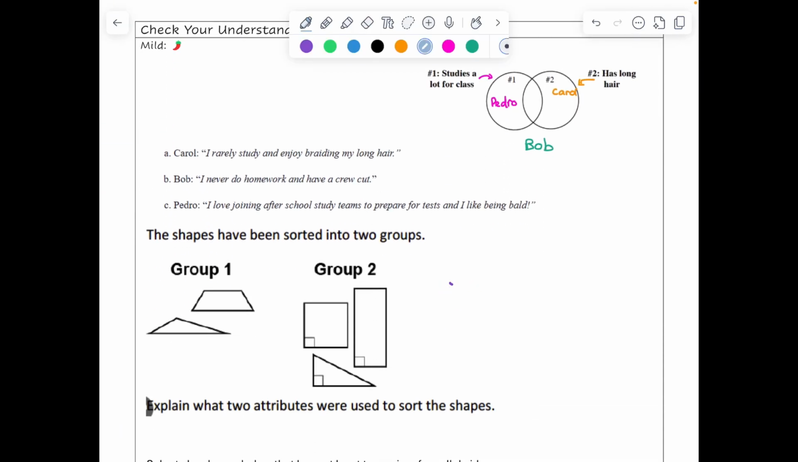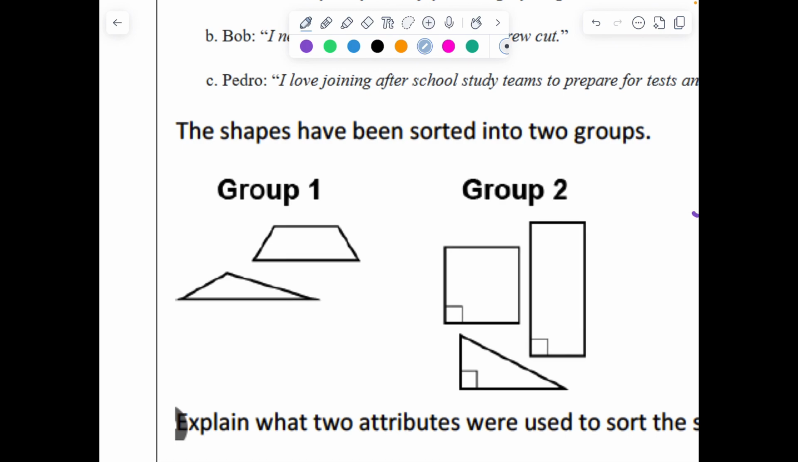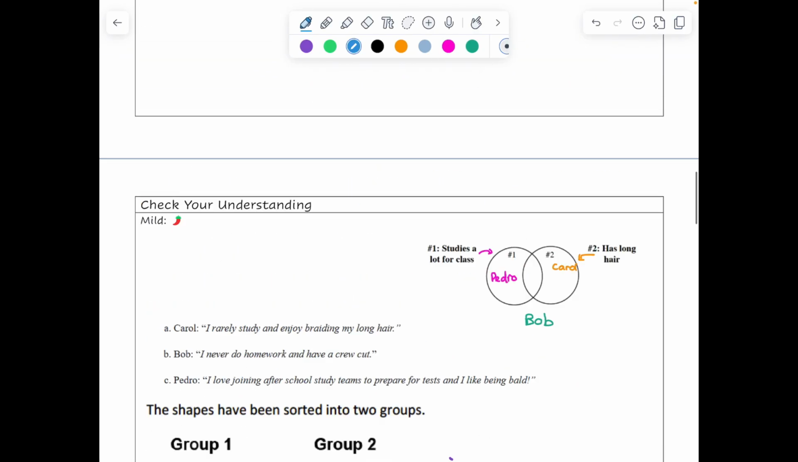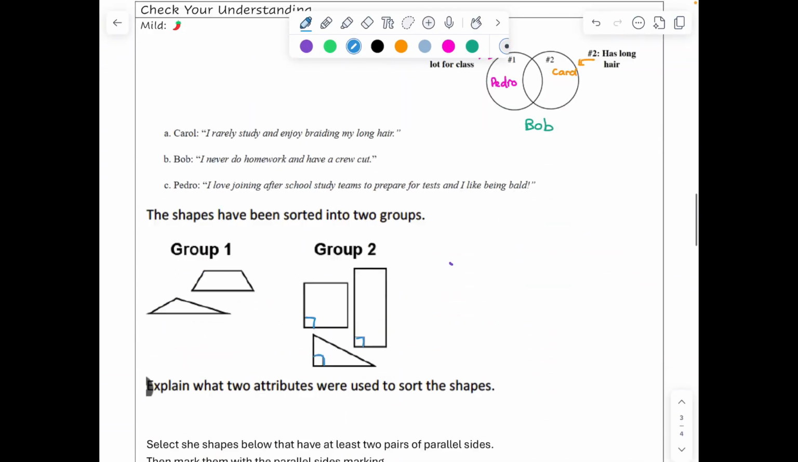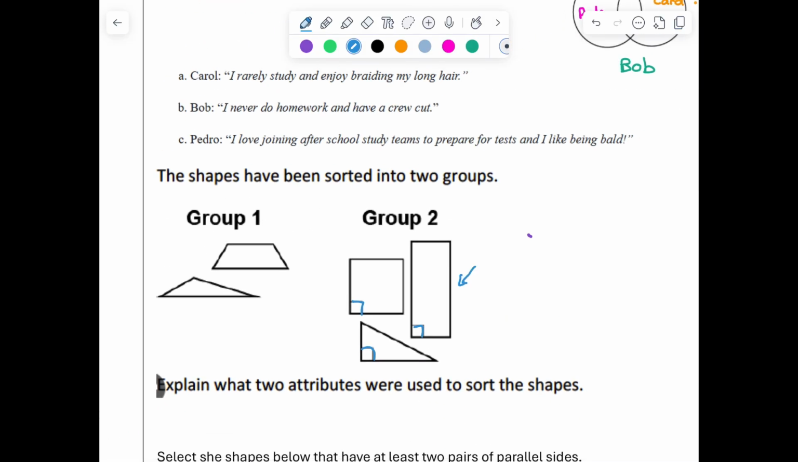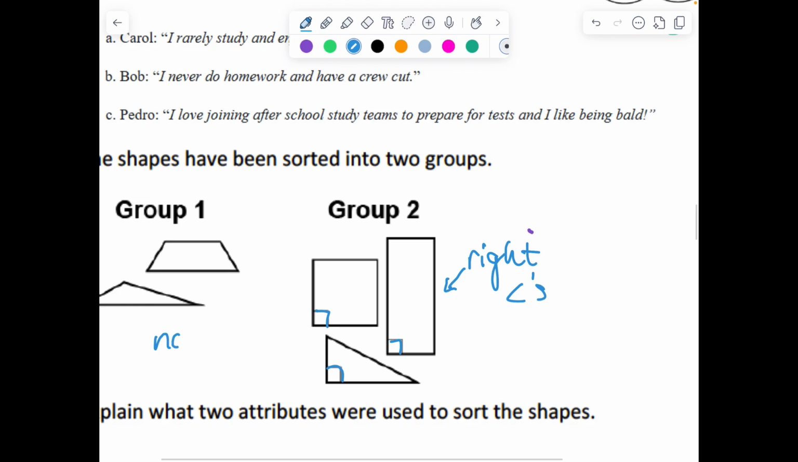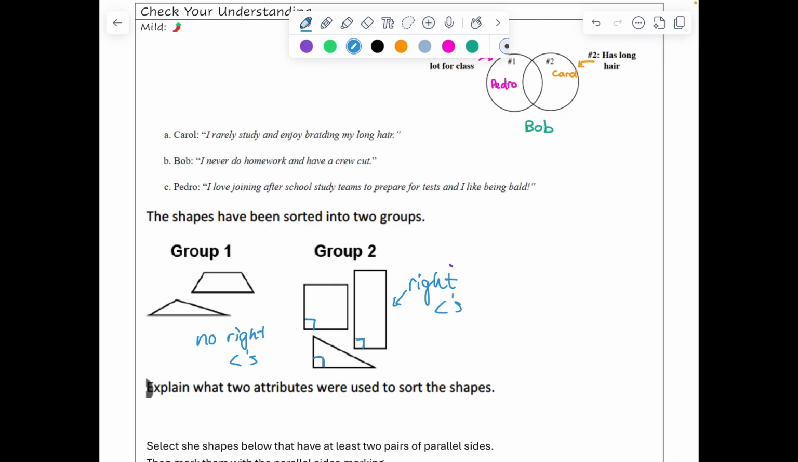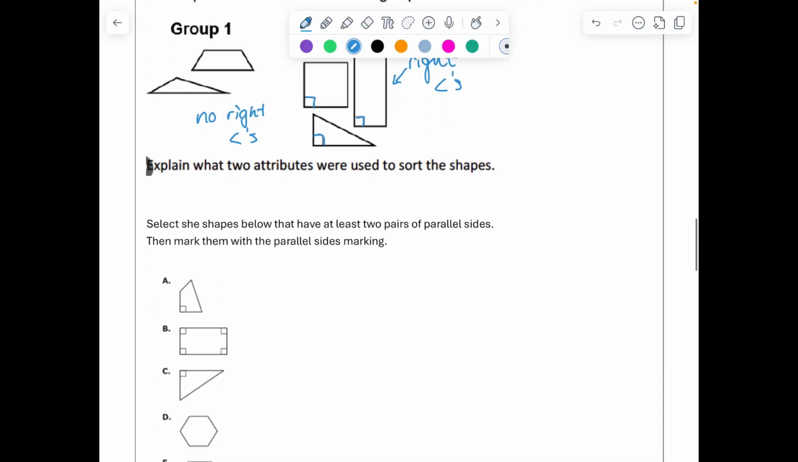These shapes have been sorted into two groups. We've got group number 1 and group number 2. We have to figure out how they were sorted. So the first thing that catches my eye is that all of these shapes have right angles in them. And based off our shape toolkit up here, we know that these two shapes don't have any right angles. So these two shapes could have been sorted out by right angles. That's the symbol for angles, right? And no right angles. There could be more ways they were sorted, but that's an obvious one.